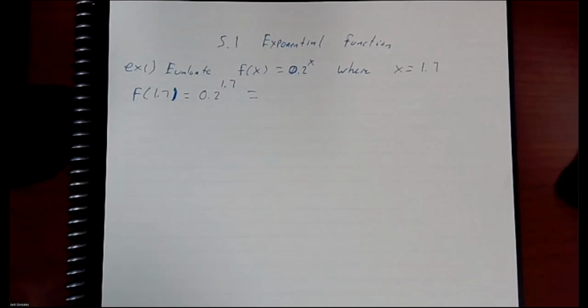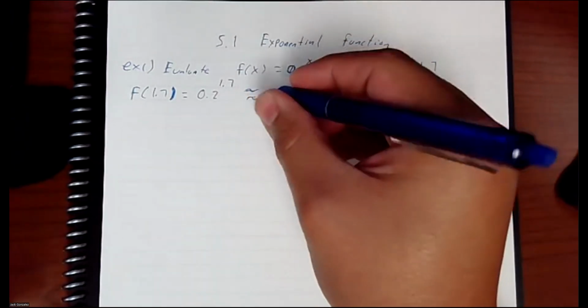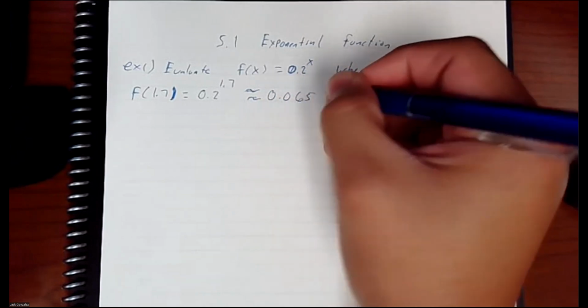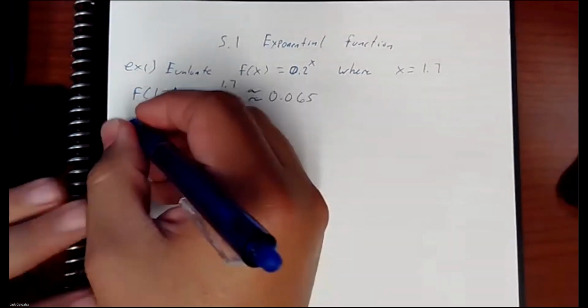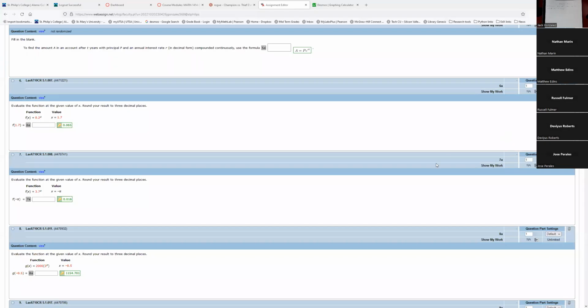It told us to round to 3 decimal places, so that's approximately 0.065. Nothing crazy, right? So we're not going to do too much of those because I believe you guys can plug in numbers. I just want you to see. That's all they want you to do here.